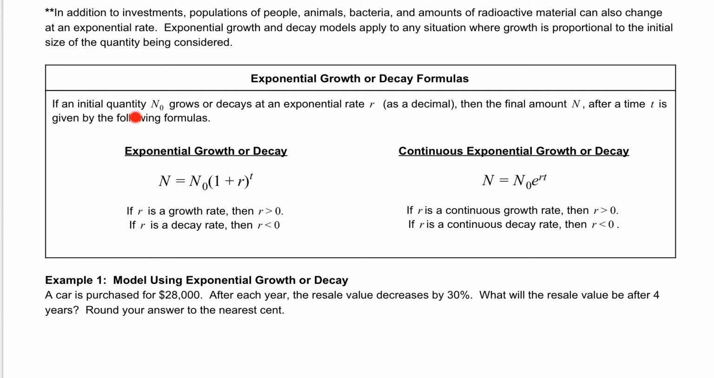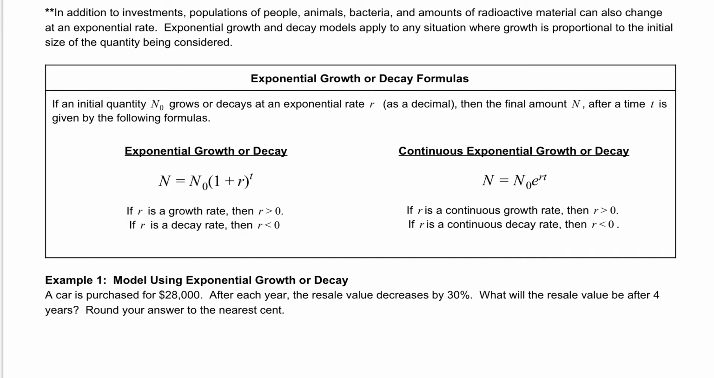If an initial quantity N sub 0, so that's our beginning amount, like our initial investment, that's the P value, it's in the same spot, grows or decays at an exponential rate, r, again a decimal, then the final amount, N, after a time t, so t is our time, is given by the following formulas. So here is your exponential growth or decay, if it's happening in a certain time period, and then here is continuous.